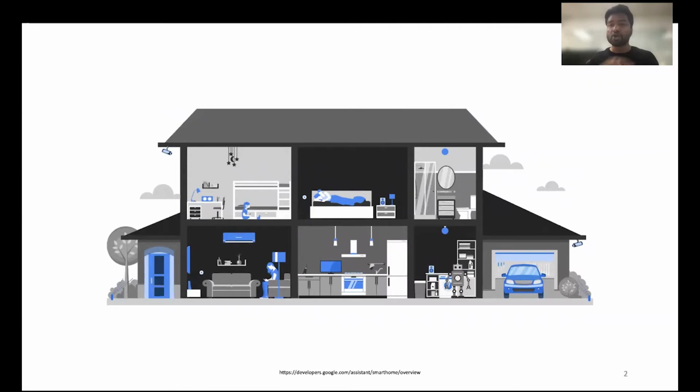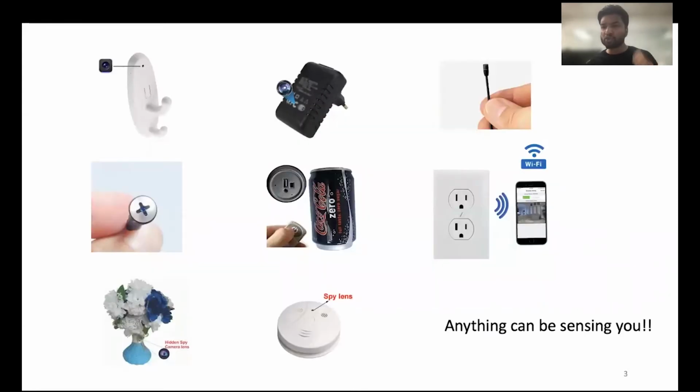They have made our lives so much easier. And over time, they have become smaller and smaller and so much easier to install. Since these are omnipresent in our households, they can record really intimate details about our lives. Today, these sensors have become so small that anything can be spying on you.